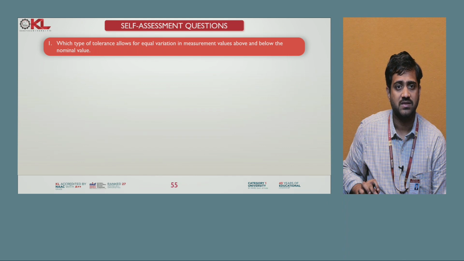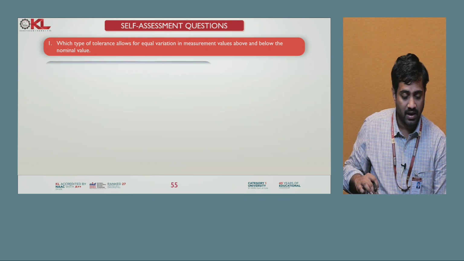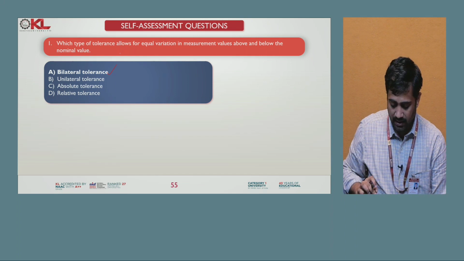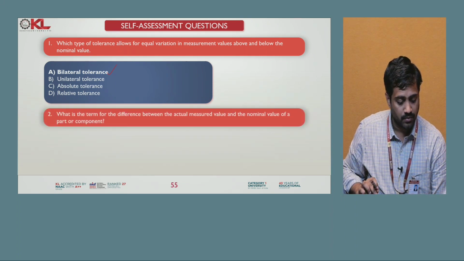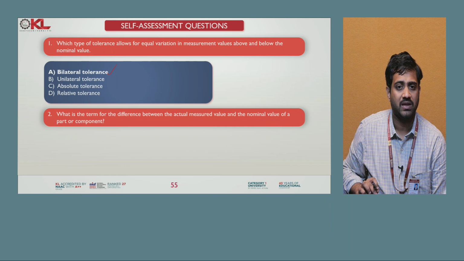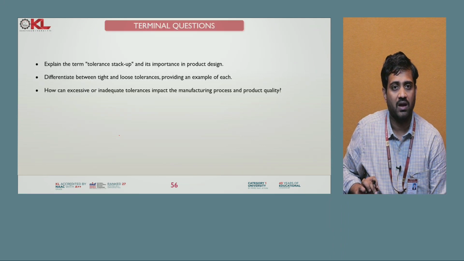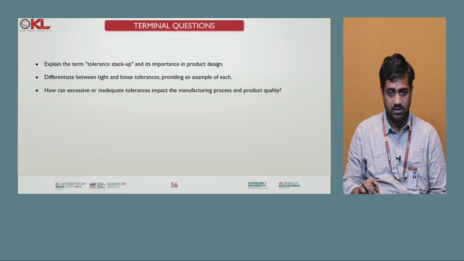These are the self-assessment questions. Which type of tolerance allows for equal variation in measurement values above and below the nominal value? The answer is bilateral tolerance. And what is the term for the difference between the actual measured and nominal value of a part of a component? It's the tolerance error. These are some of the terminal questions.